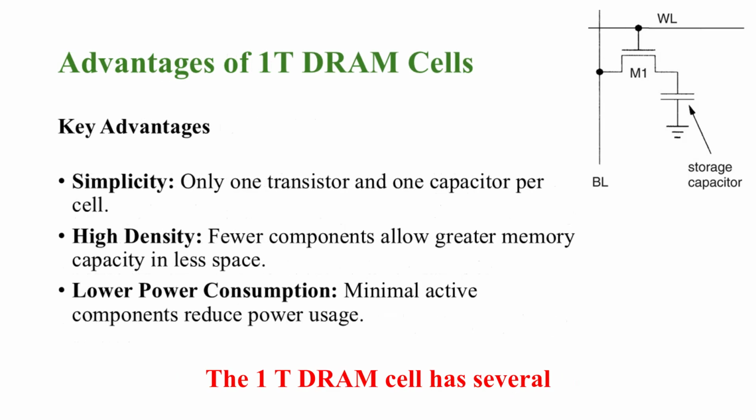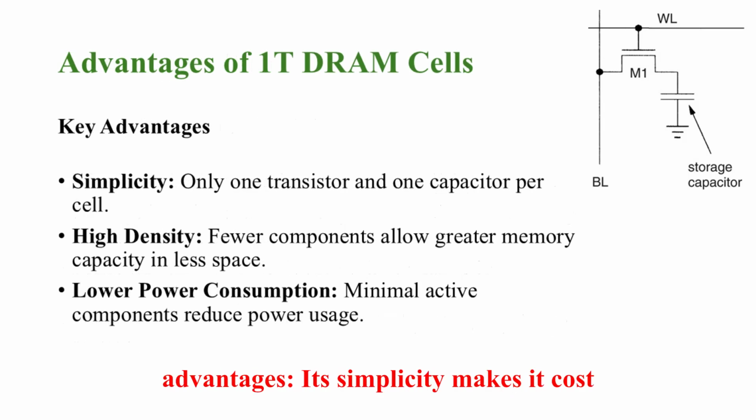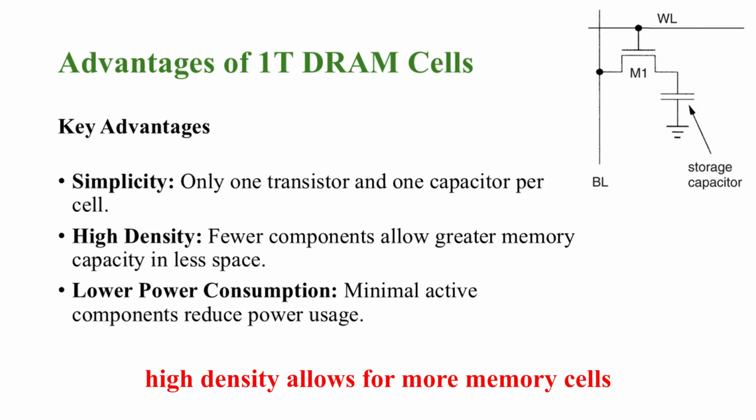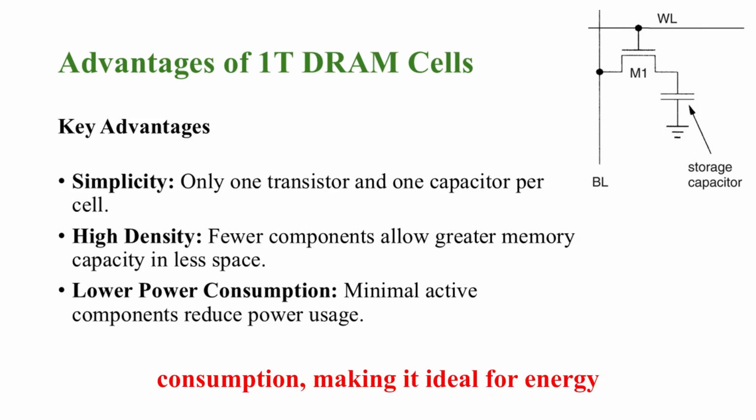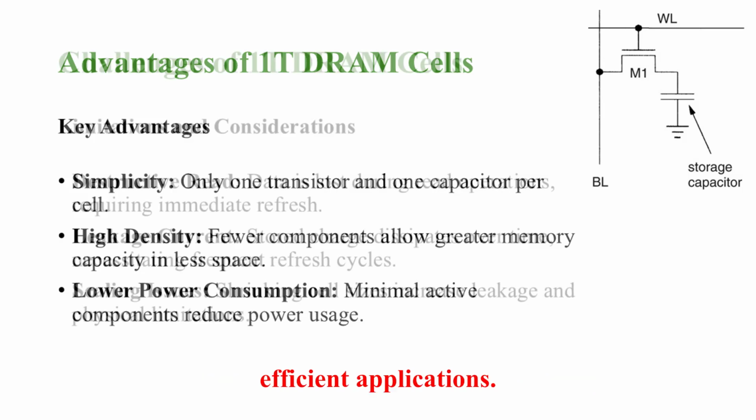The 1T1C DRAM cell has several advantages. Its simplicity makes it cost-effective and easy to manufacture. Its high density allows for more memory cells on a chip, maximizing capacity. Fewer components lead to reduced power consumption, making it ideal for energy-efficient applications.